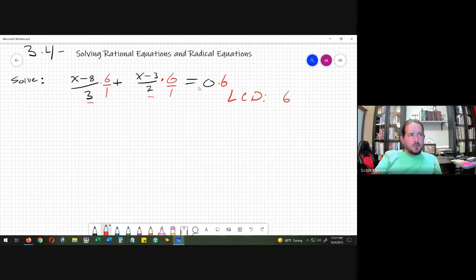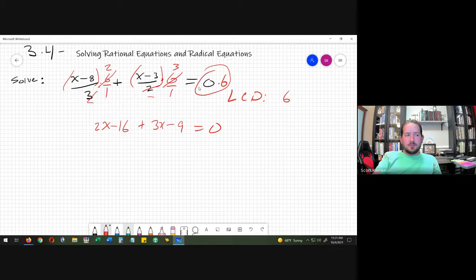The 6 will cancel out with the 3, but leave a 2. That 2 gets multiplied by x minus 8, which I'll distribute through as 2x minus 16. The 6 cancels with this 2, leaving a 3 that gets distributed through the x minus 3. That gives me plus 3x and minus 9. On the right-hand side, 0 times 6 is still 0. And just like that, I don't have fractions anymore. They're gone.